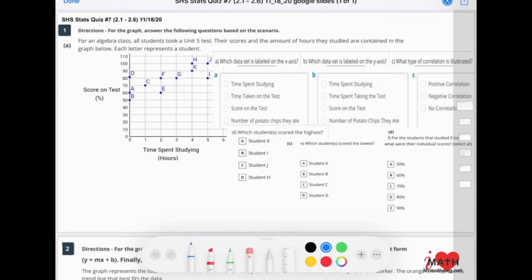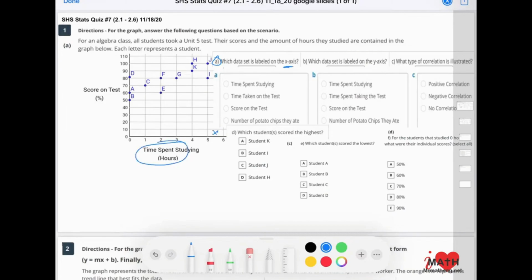Directions for each graph. Answer the following questions based on the scenario. For an algebra class, all students take a Unit 5 test. Their scores and the amount of hours they study are contained in the graph below. Each letter represents a student. A. Which data set is labeled on the x-axis?